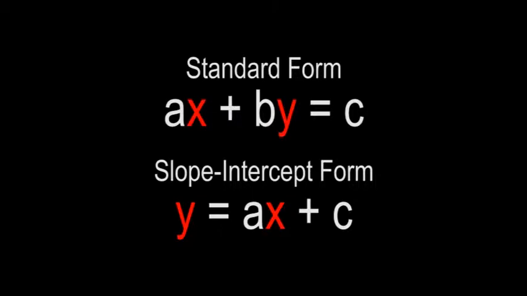Then we have slope-intercept form, where now our equation is y equals some constant times x plus some constant. Notice that our equation here is a y equals. This will be the form we'll concentrate more on in this class, because this will also be the form that's required in order for you to plug it into your calculator.